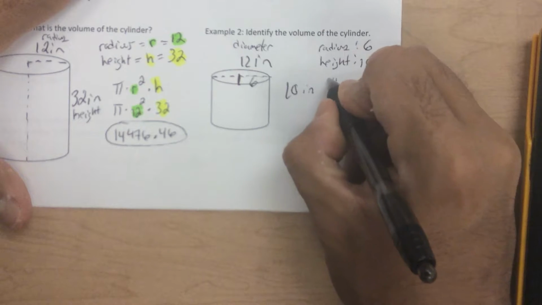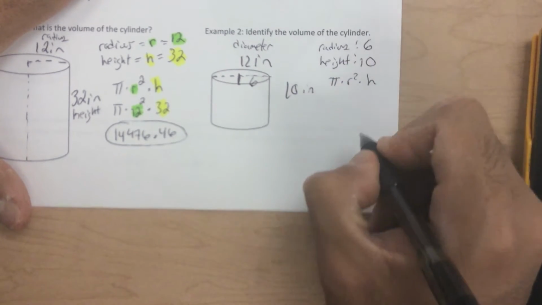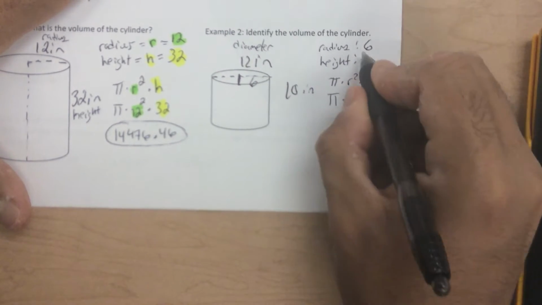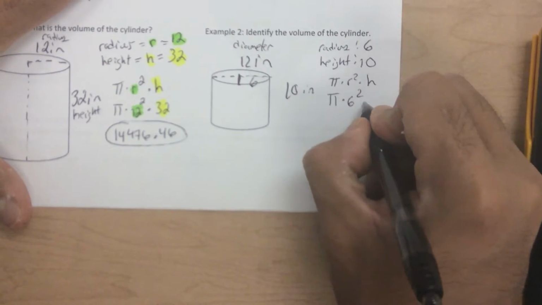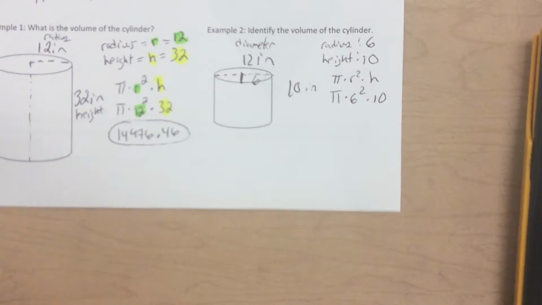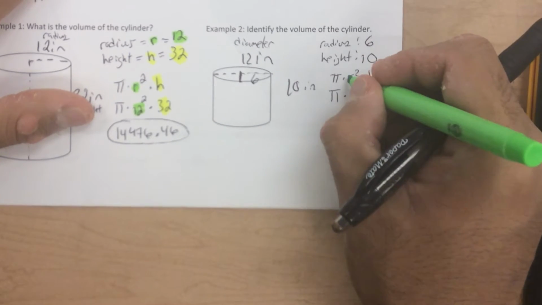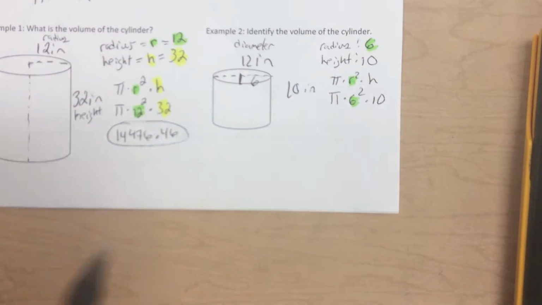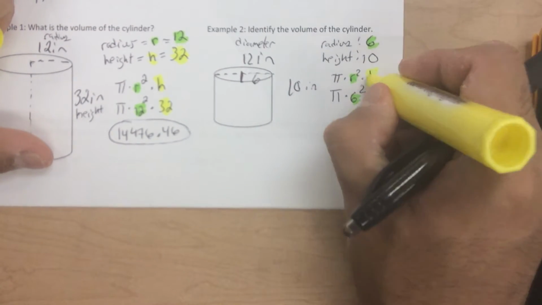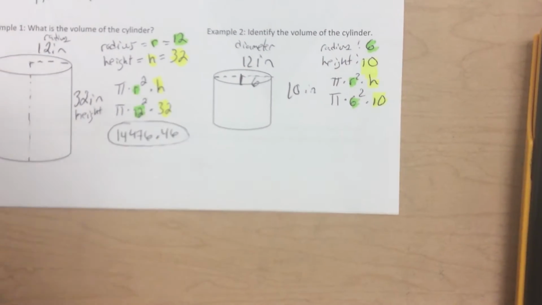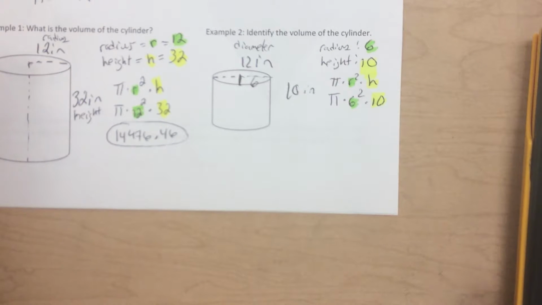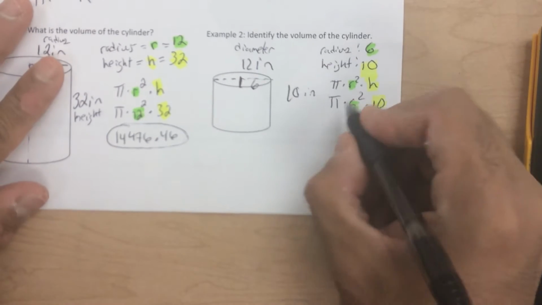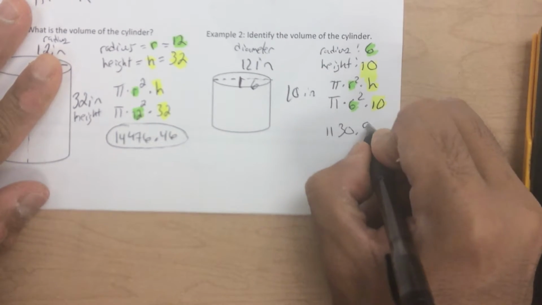So when I plug it into my formula, pi r squared times the height, I'm going to do pi times 6 squared times 10. Because if you remember, the r is represented by 6, and the h is represented by 10. So when I type that into my calculator, I get 1130.97.